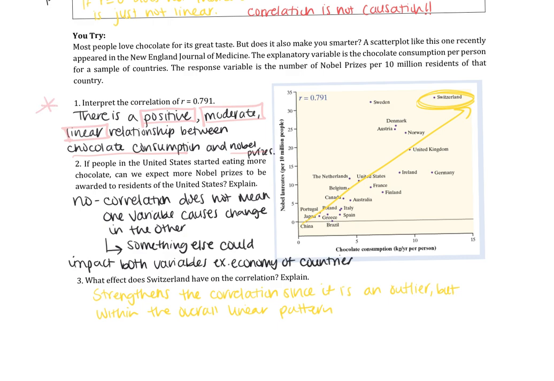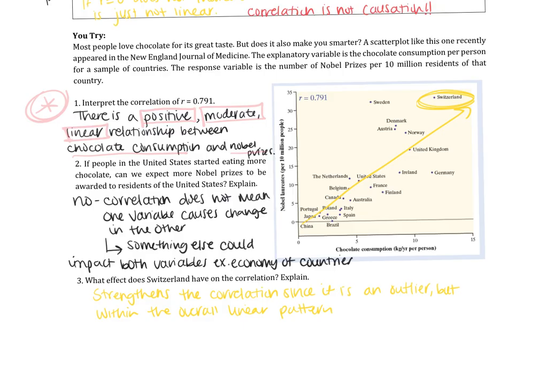This is a non-negotiable structure. Don't deviate. That is how you interpret a correlation coefficient. So you need those three elements right there, okay? You need direction, strength, and form.